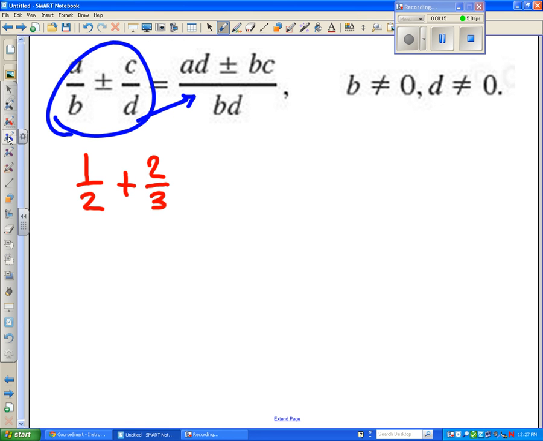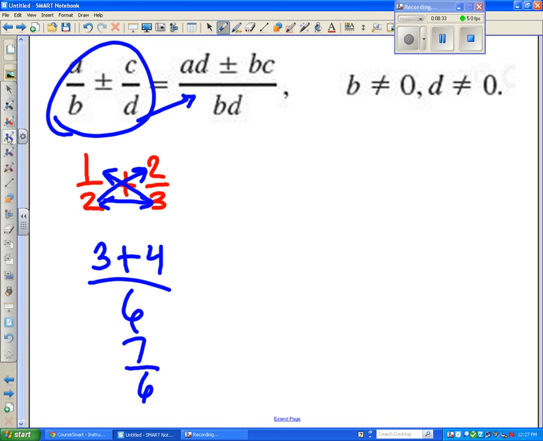I've got to take these two fractions and put them through this process. Let's do that. So we have 1/2, this 2 goes to the 2, 3 goes to the 1, and 2 goes to the 3. Just like if I were standing in Kung Fu method for butterfly. That's just a stupid way to help you remember this. That becomes 3 plus 4 divided by 2 times 3, which is 6. 3 plus 4 is 7. This is 7/6.